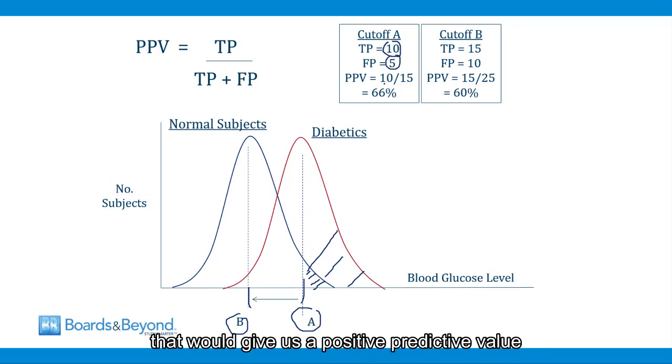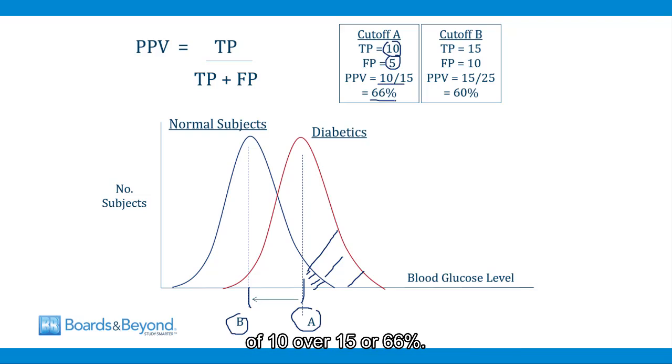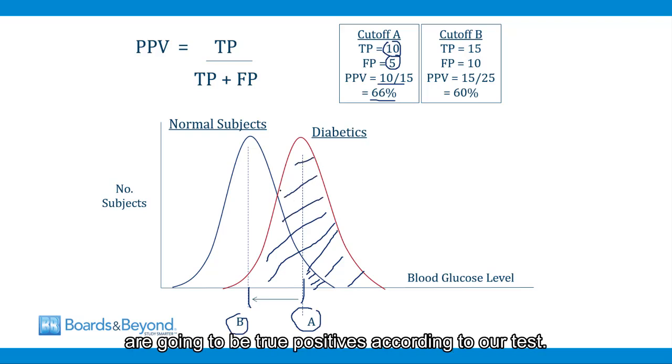That would give us a positive predictive value of 10 over 15, or 66%. When we move to cutoff point B, the number of true positives gets higher because now all these patients are going to be true positives according to our test.